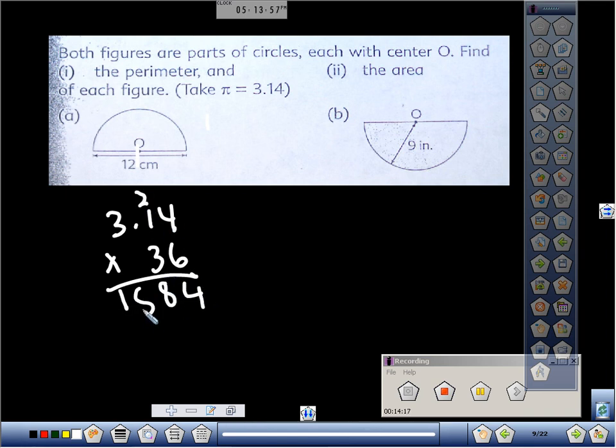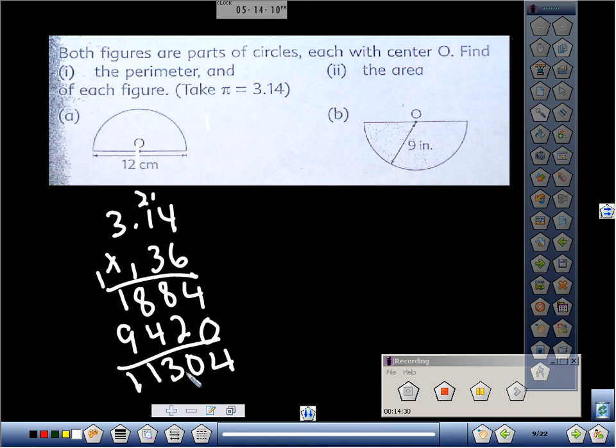6 times 3 is 18. Put my 0. 3 times 4 is 12. Carry the 1. 3, 4. 3 times 3 is 9. 4, 10. Carry the 1. 8, 9, 13. Carry the 1. 9, 10, 11. This looks familiar. 1, 2. 1, 2. So you get 113.04. That would be the area for the whole circle.